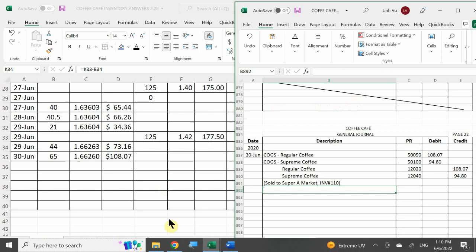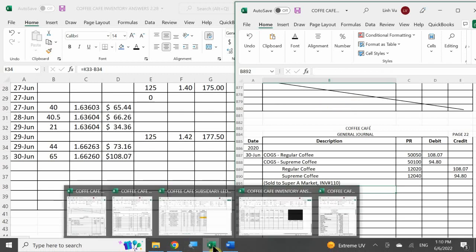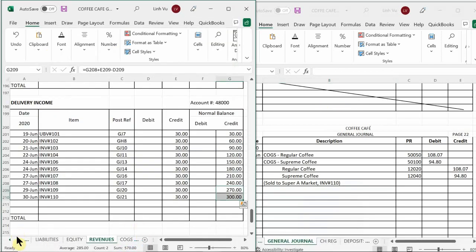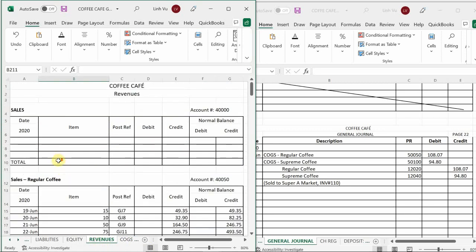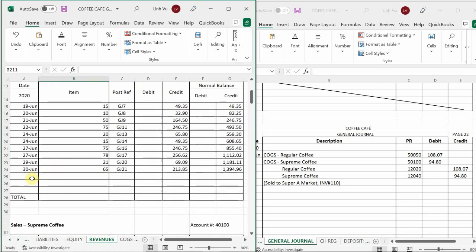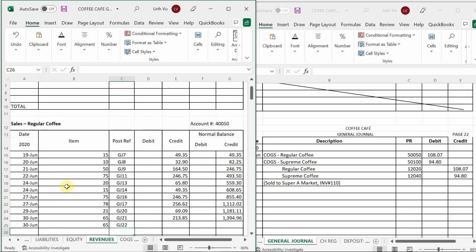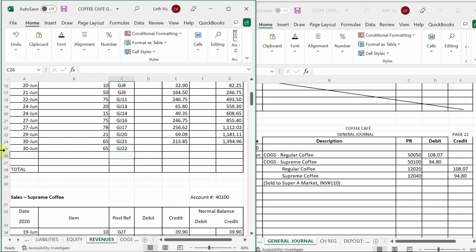Last but not least, I have to update my inventory on my ledger, just to ensure that I got the correct numbers in my inventory worksheet. I did sell my regular coffee by the pound, 65 pounds. Wait, oh, I already did this. Okay, I have to do my cost of goods sold, my bad. So, cost of goods sold.